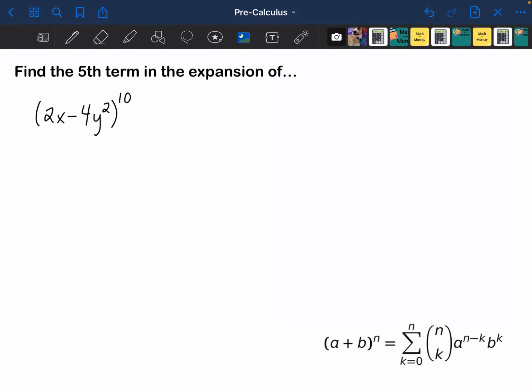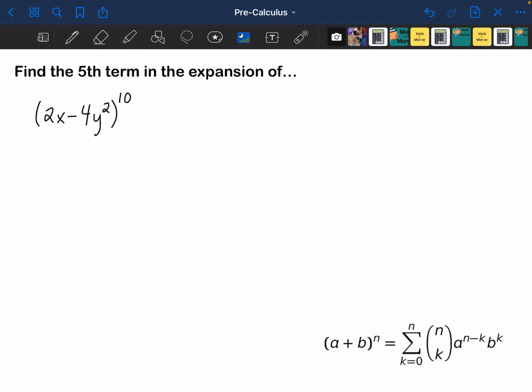One really useful thing we can use binomial expansion for is finding a certain term in a really long polynomial. So this binomial is to the 10th power. What I do not want to do is distribute this all out and FOIL it, or plug it into the binomial theorem and figure out what the polynomial would be. Instead, I just want to know, what's the fifth term? What's the coefficient of the fifth term?